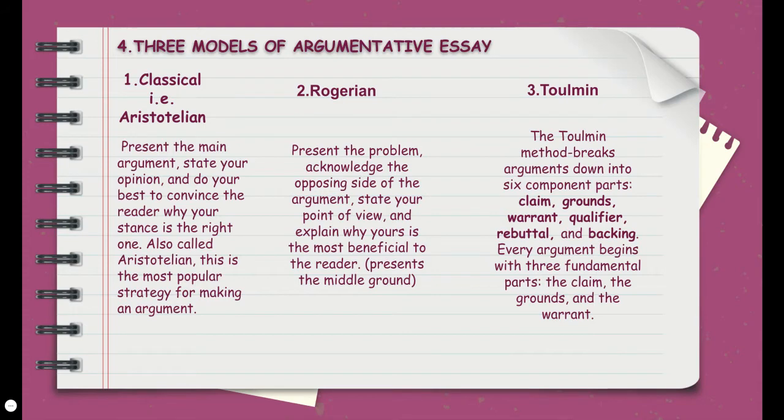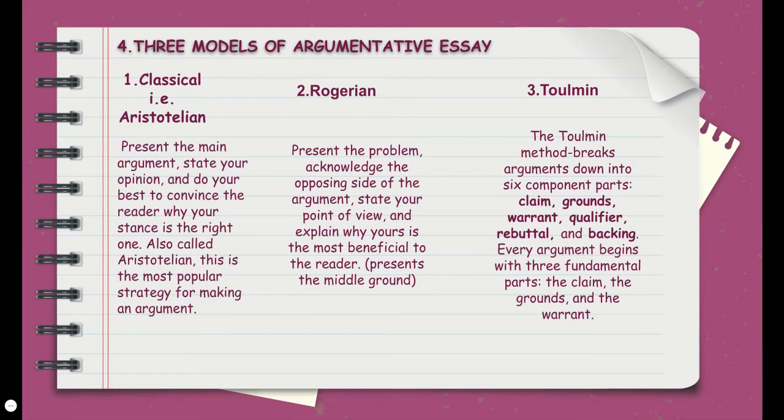1. Classical Aristotelian. Present the main argument, state your opinion, and do your best to convince the reader why your stance is the right one. Also called Aristotelian, this is the most popular strategy for making an argument because it's the most simple line of thinking to follow. It's effective when your audience doesn't have a lot of information or a strong opinion about your topic, as it outlines the facts clearly and concisely. Although ethos, pathos, and logos play a role in any argument, this style of argument utilizes them in the most persuasive ways possible.